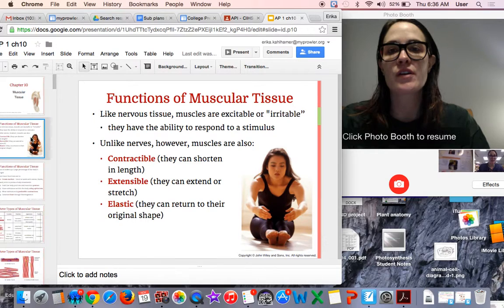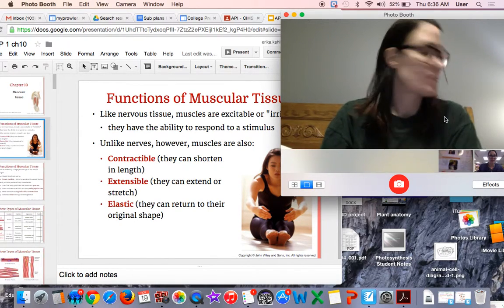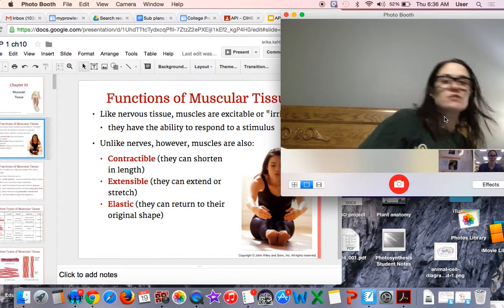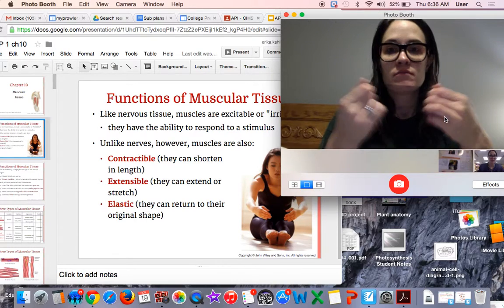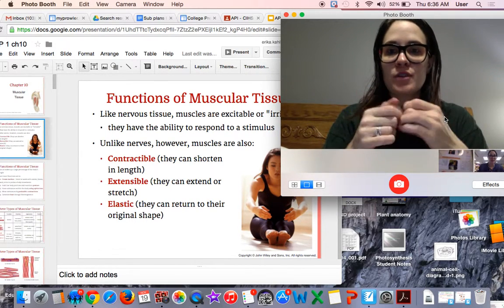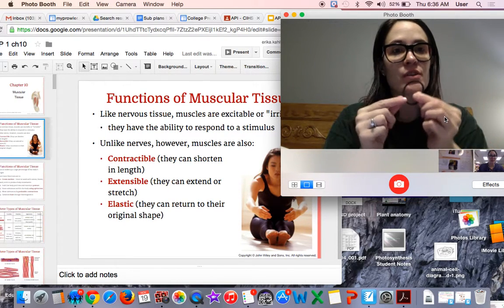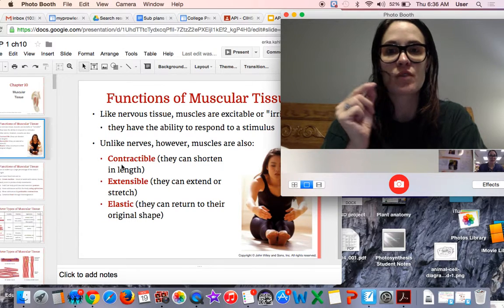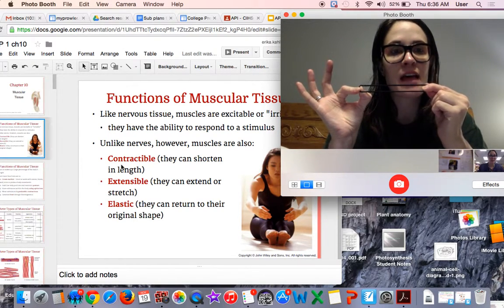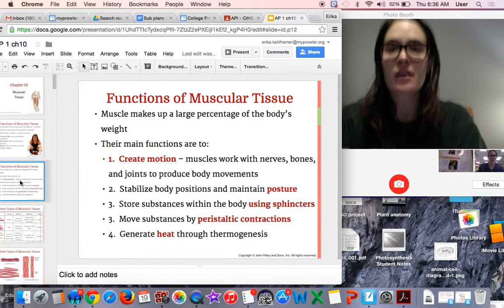They are extensible. They have the ability to stretch. Your muscles can get longer, for example. And then they're elastic, like this elastic hair tie. They can return to their original shape. So contractible, they get shorter; extensible, they can extend; and elastic, they can go back to their original shape.